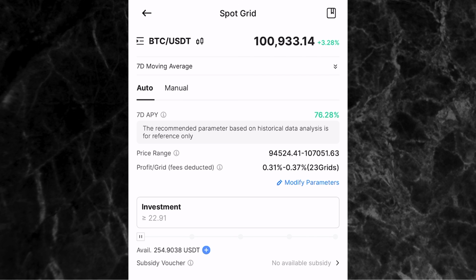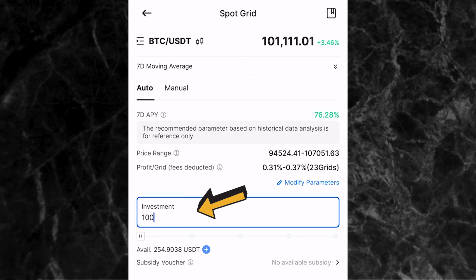So once you're okay with all of these parameters that have been automatically entered for you, the only thing you need to do is to enter the amount you want to use for the trade. So for you to do that, you see where you have this investment. You can see it has put it there that it must be greater or equal to $22.91. So if you want to use $50, go ahead. If you want to use $30, just put it right there and then go ahead and take your trade. So for this investment, let's say I want to put in $100. I'll just go ahead and put in $100 right there.